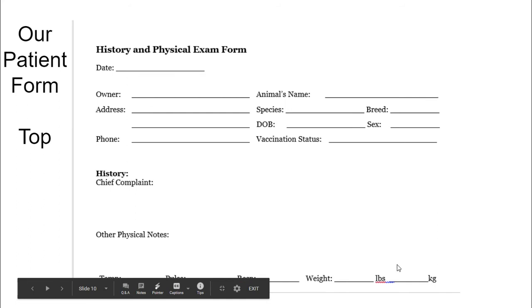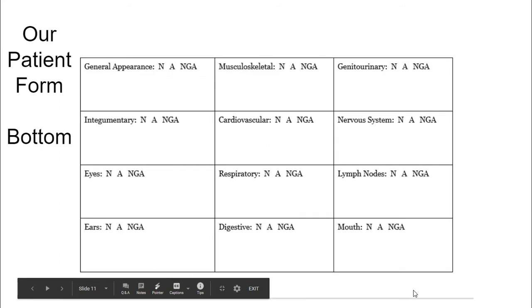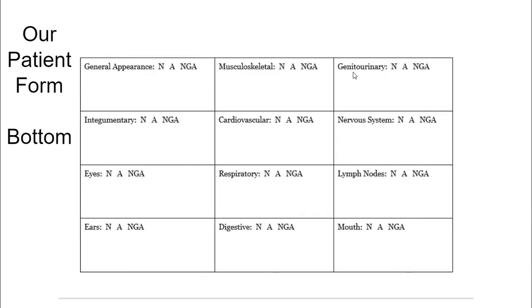And then we have the TPR section. When you do your lab, you won't take temperature, obviously, because you don't have the supplies for that. And for weight, rather than listing the weight of your animal, because for some of you that might be difficult to do, what we're going to do is put their body score in instead. Okay. And then the bottom of our form has all 12 areas.